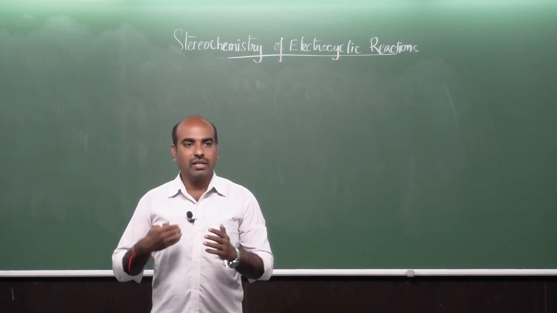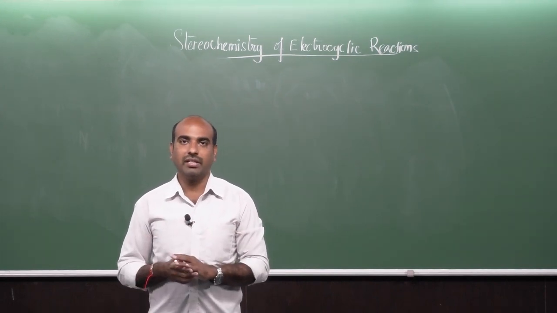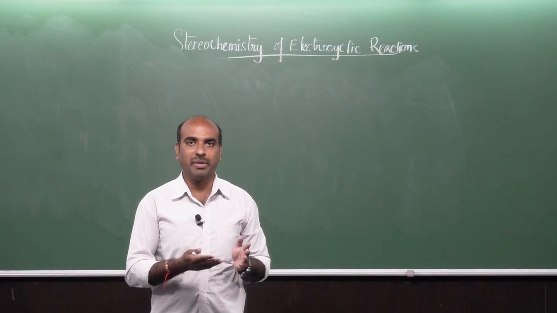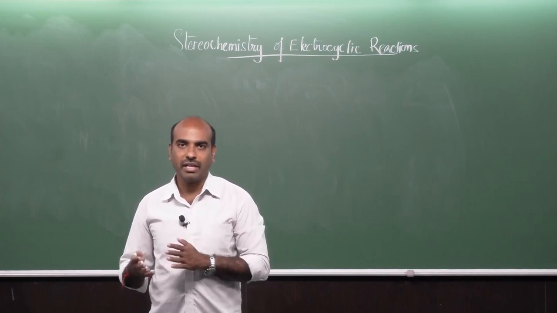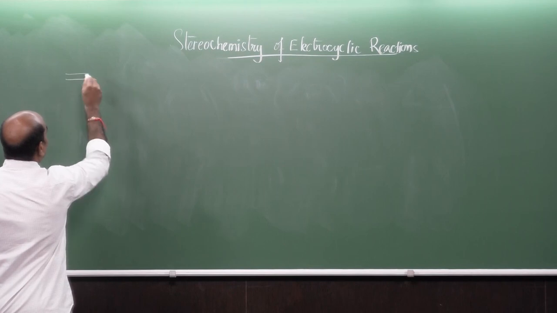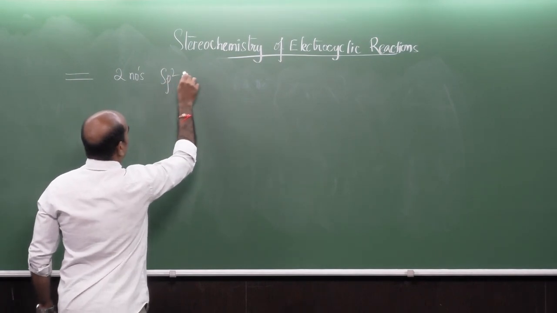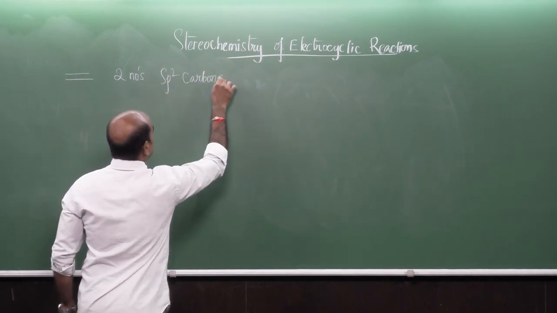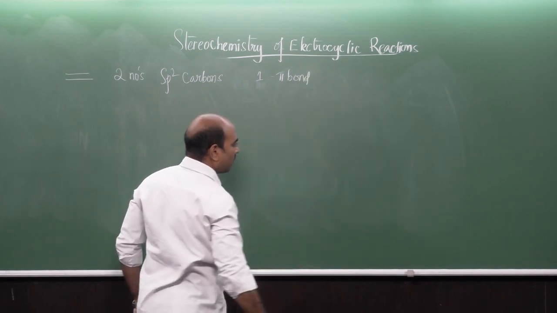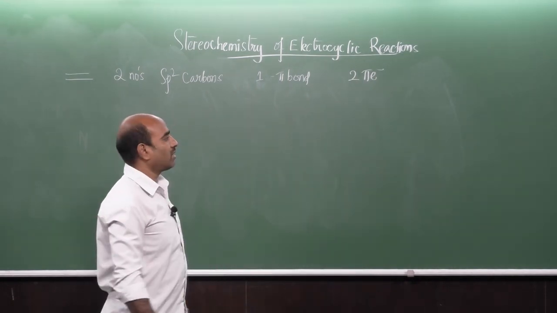So that's why in constructing those pi molecular orbitals also, we have seen how many sp2 carbon atoms are there in that molecule, right? So if it is an unsaturated system, definitely one pi bond is there. That means the hybridization of carbon is sp2. How many pi electrons are there? That many number of sp2 carbon atoms will be there. So for ethene molecule, you can see two sp2 carbon atoms and one pi bond and two pi electrons. How many pi electrons are there? Two pi electrons are there.